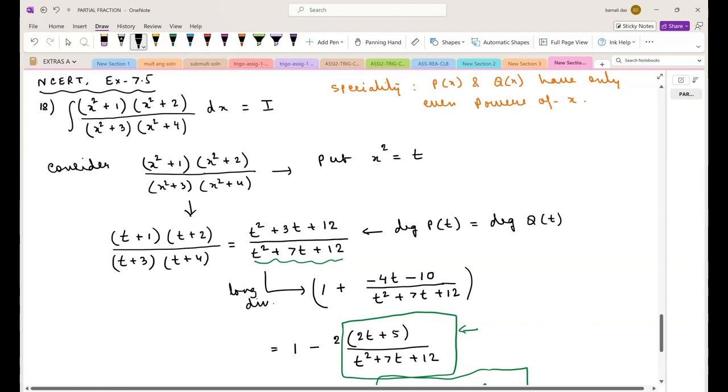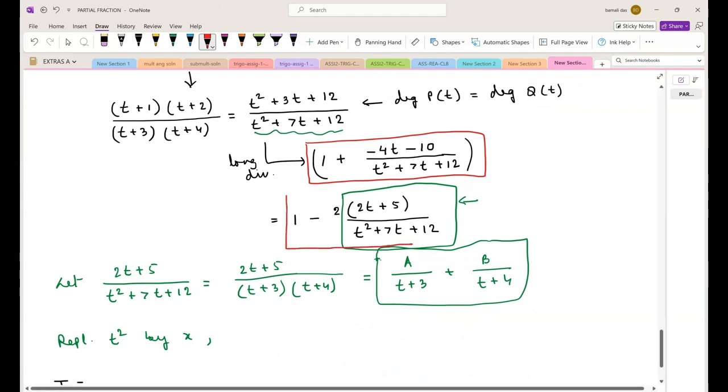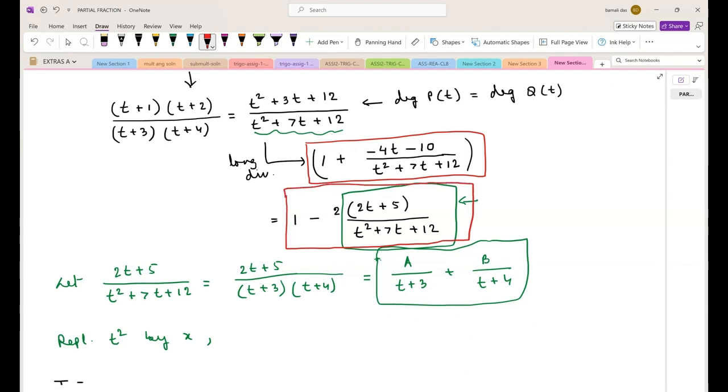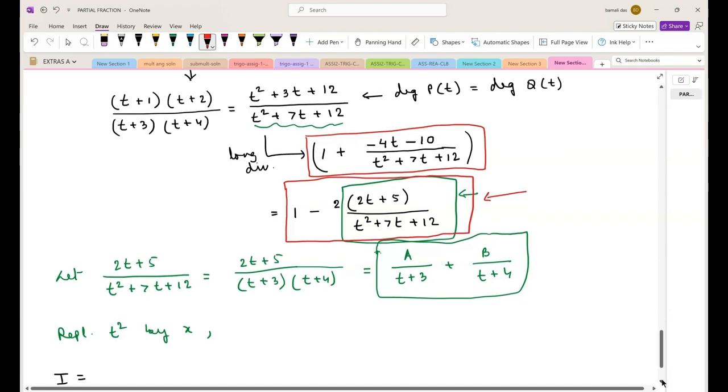So the integral, you split it like this. The original integral has been split into this form, and then that has been further split into this form. So from this expression, you will get your original I.